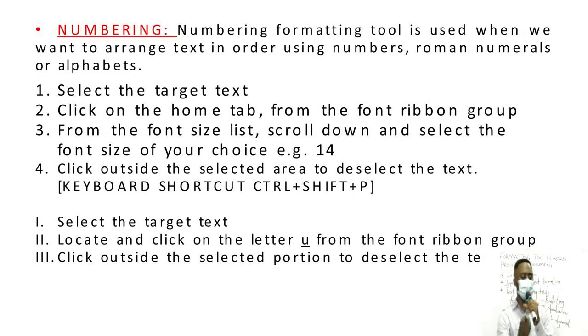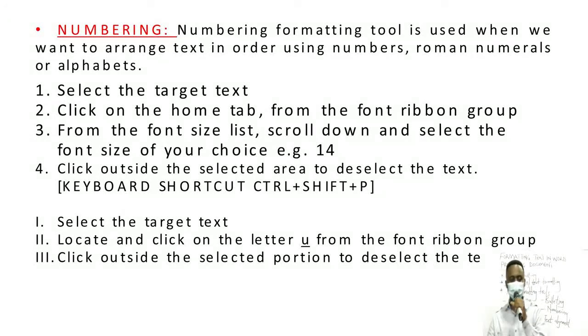Then in my second step, I used Roman numerals. Roman numerals also emphasize sequence steps. First, select the target text. Locate and click on the letter U from the font ribbon group. Click outside the selected portion to deselect the text. So all these are emphasizing sequence. Numbering emphasizes sequence, but bulletin is just used to emphasize some important points in a document.